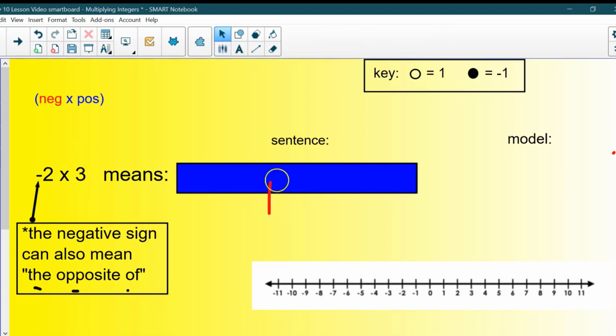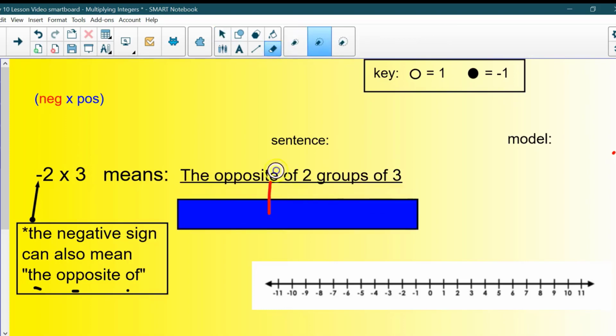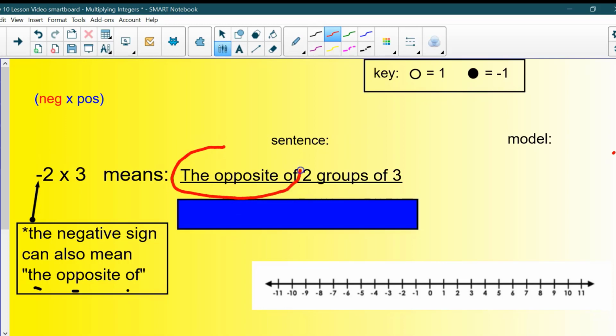I want you to write that sentence. The opposite of 2 groups of 3. So notice this part of the phrase, the opposite of, is that negative symbol. The opposite of 2 groups of 3. Well, what's 2 groups of 3? 6, right? 2 times 3 is 6. But what's the opposite of 6? -6. Do you see how this works? So -2 times 3 is -6.